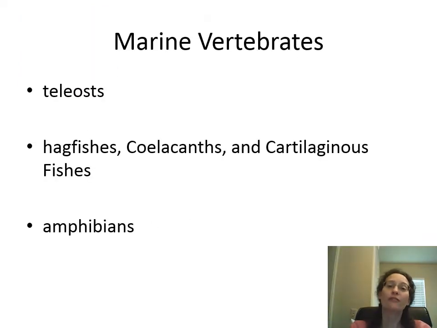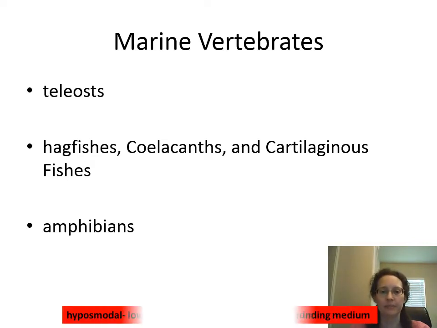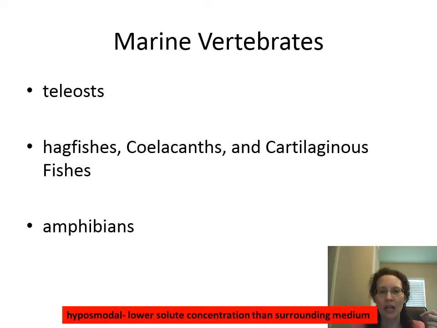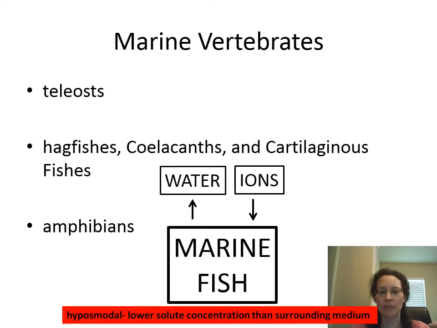All right, so we'll leave the freshwater behind, and now we'll come back to the marine side a little bit. So now we've flipped what we're doing. We want to keep the water in and get the excess ions out. And we have three major groups here. We have our teleosts, again, those bony fishes. We have our hagfishes, coelacanths, and cartilaginous fishes that we kind of all just group together. And then we have the amphibians. And remember that we are dealing with hypoosmotal ones, lower solute concentration than the surrounding medium.